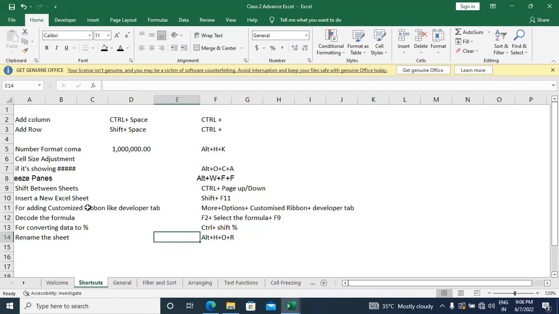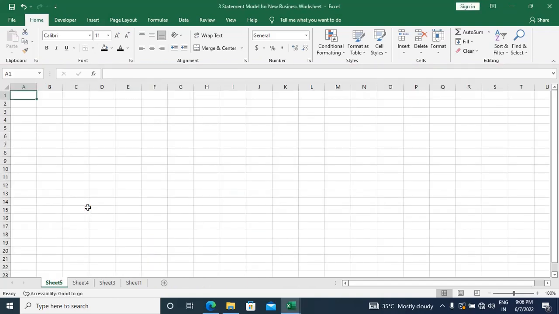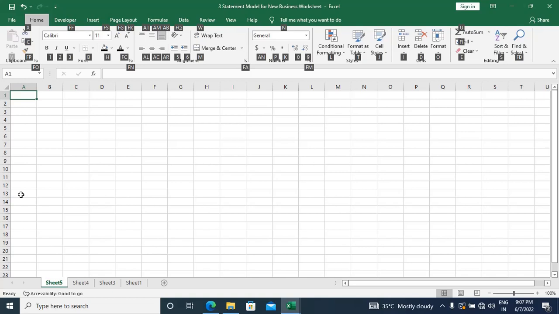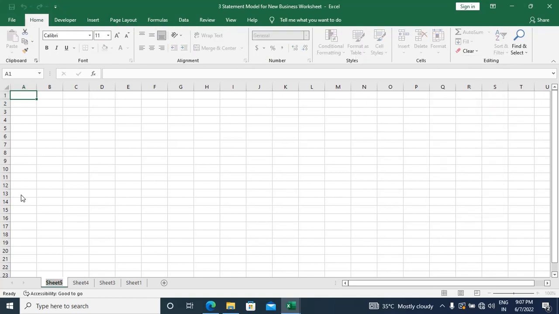Let me show you how I am switching between this tab, Alt tab. So many tabs are open, right? I was working on this particular tab, which is the existing one. So Alt H O R, we can edit the names. Look at this, Sheet5. How am I going to edit this? Alt H O R. Let me show it to you once again.